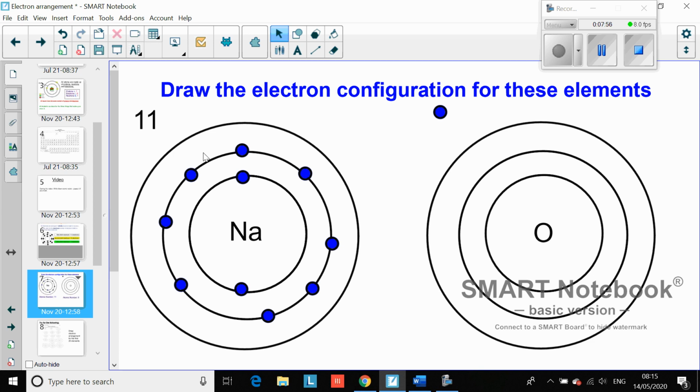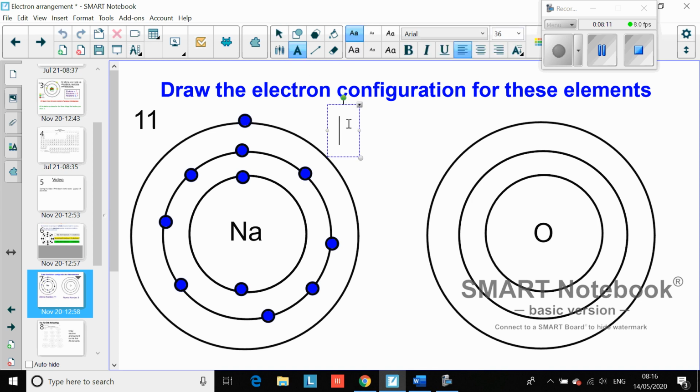So this shell is now full, but of course we've still got 1 electron because you've got 11 positive charges. You need 11 negative. So this one goes in the next level. Okay. Now, you will be asked, what is the electron configuration? In the case of sodium, we've got 2 in the first shell, then 8 in the next shell, and then we've got 1 in the outermost shell. The electron configuration for sodium, 2, 8, 1.